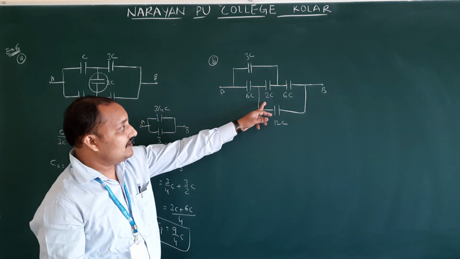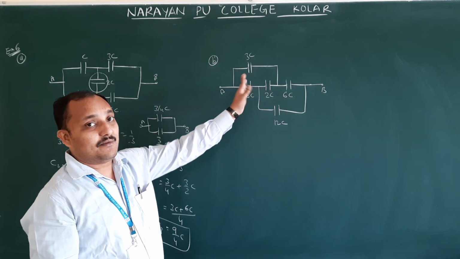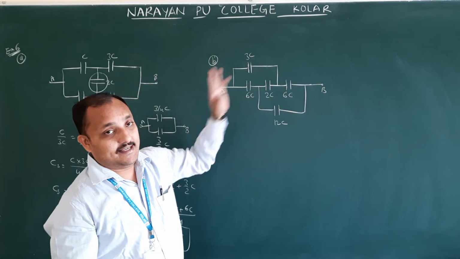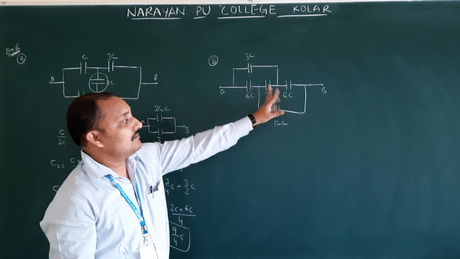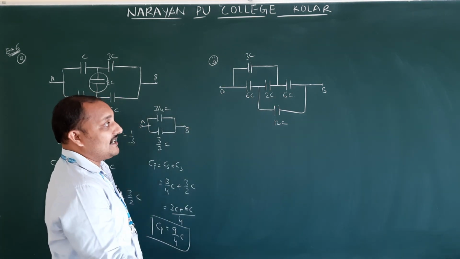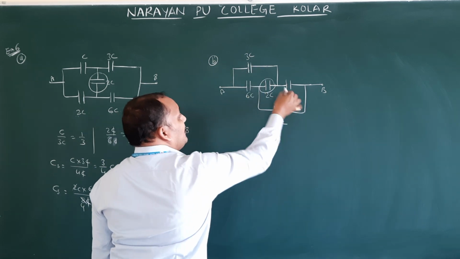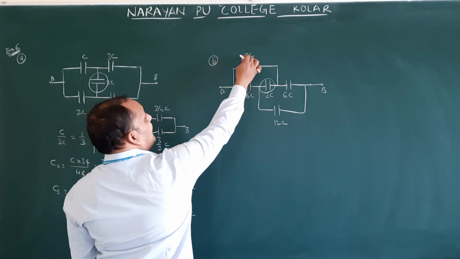Next one. This is also a Wheatstone bridge. Different forms of Wheatstone bridge. We have done all of them with C, but here all are not C. So they are given differently. Therefore which one is going to be removed in this, we already discussed. This one we will remove if C1 by C2 equals C3 by C4. 6C by 3C.